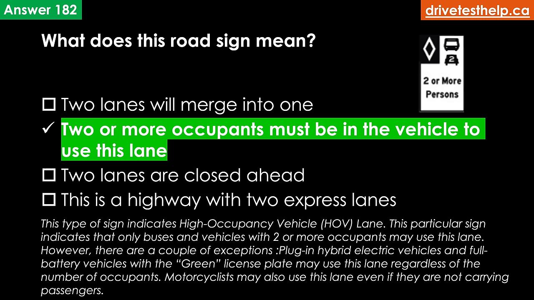This type of sign indicates that the lane is a high occupancy vehicle, HOV, lane. This particular sign indicates that only buses and vehicles with 2 or more occupants, for example, 1 driver and 1 or more passengers, may use this lane. However, there are a couple of exceptions. Plug-in hybrid electric vehicles and full battery electric vehicles with the green license plate may use this lane regardless of the number of occupants. Motorcyclists may also use this lane even if they are not carrying passengers.